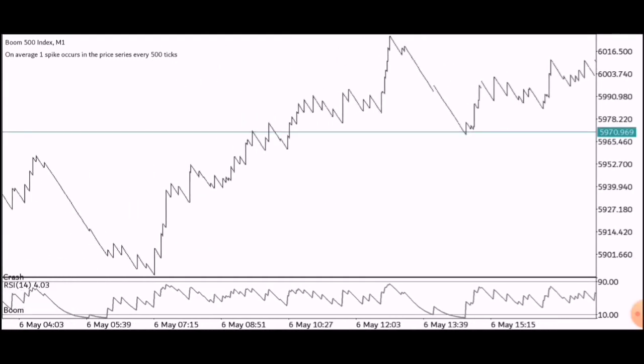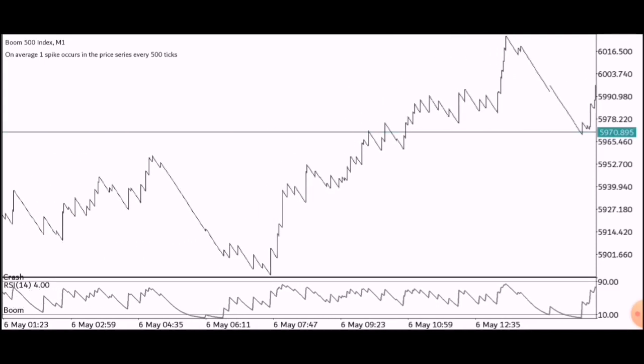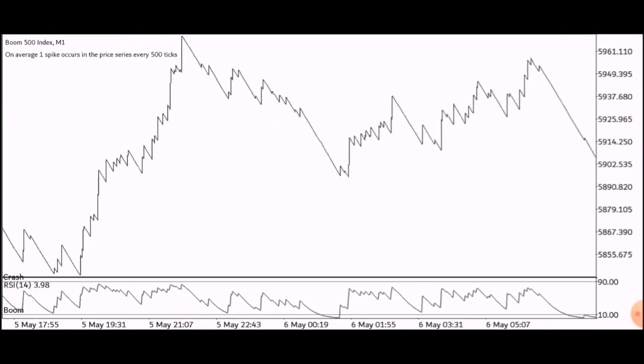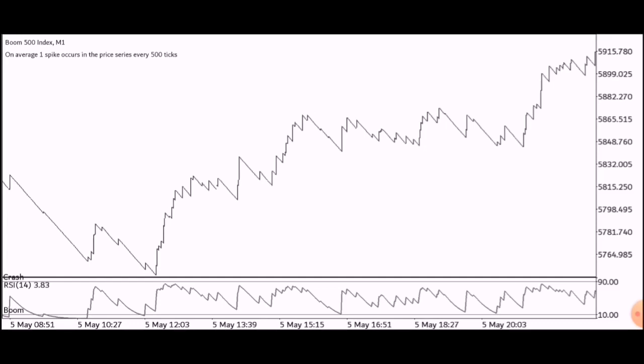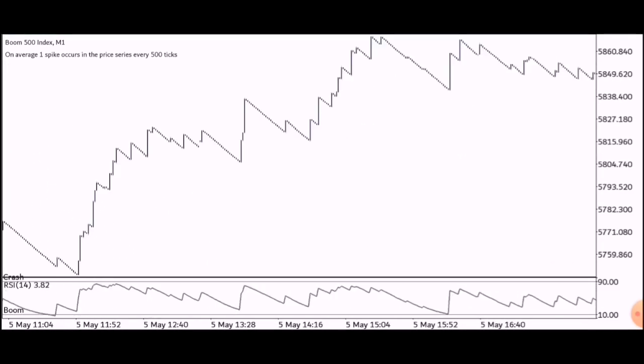For boom, we're looking out for price to get to the oversold zone of the RSI. Then we enter for a buy. Now let's take a look at a quick example. Now let's look at this example up here.